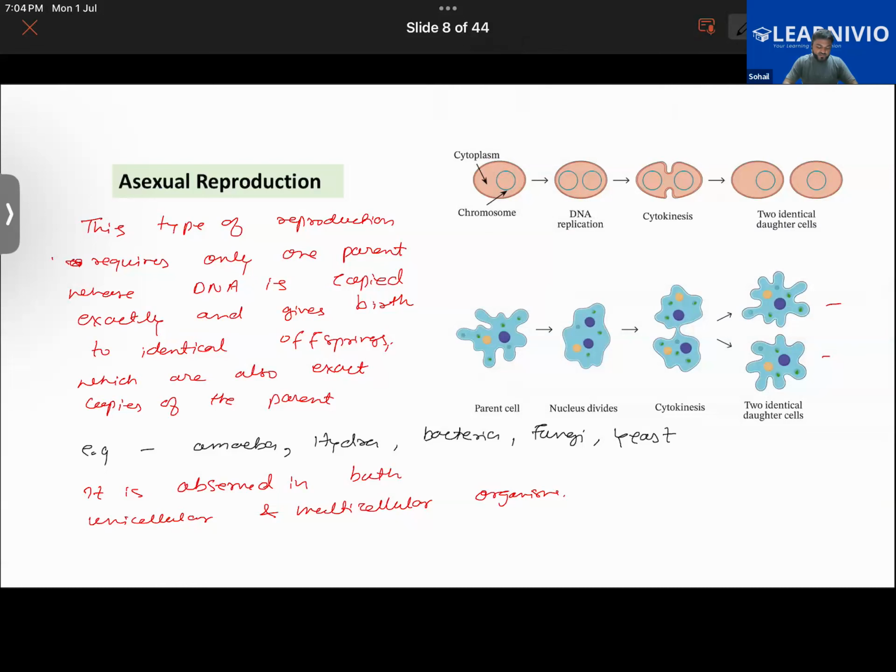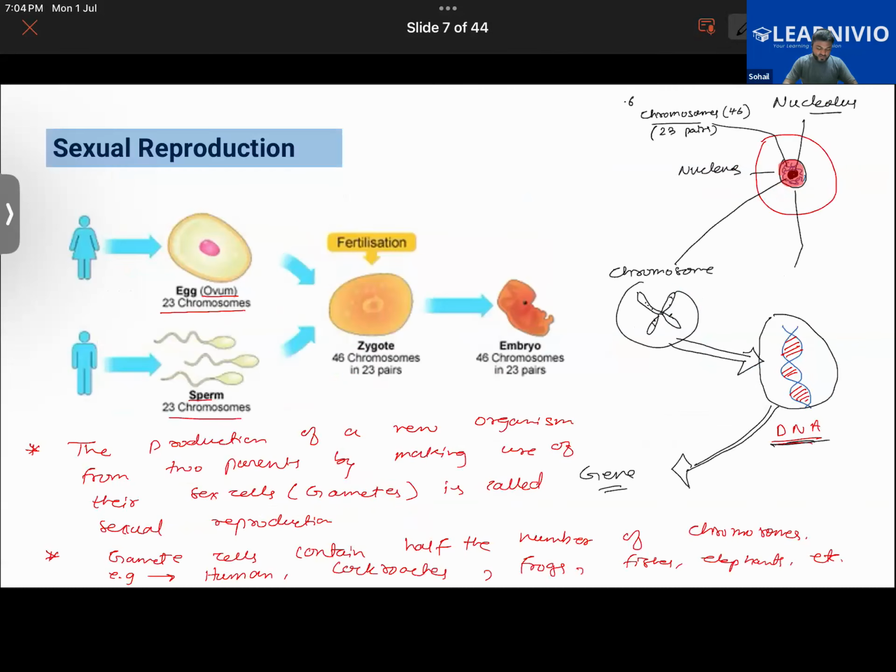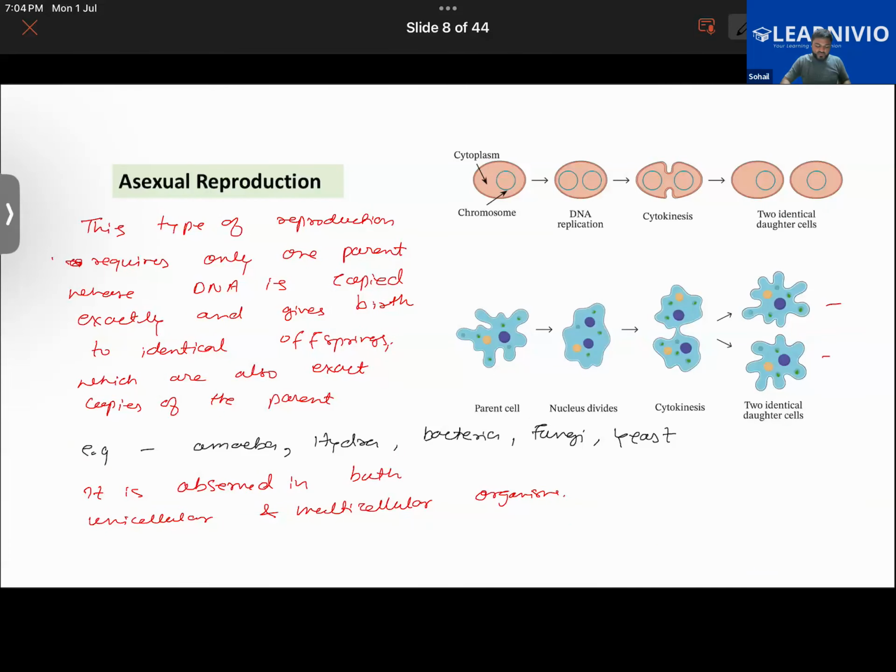Now, previously we have learned, like here, the sex cells or the gametes are fusing. Fusing means joining together, combining together. But in the case of asexual reproduction, no such thing takes place. So another thing you'd be writing down is that it does not involve fusion of gametes. Khadija, what are gametes? They are the sex cells.